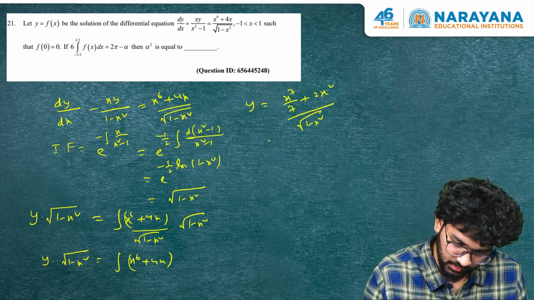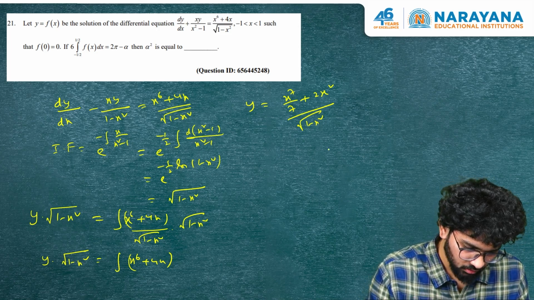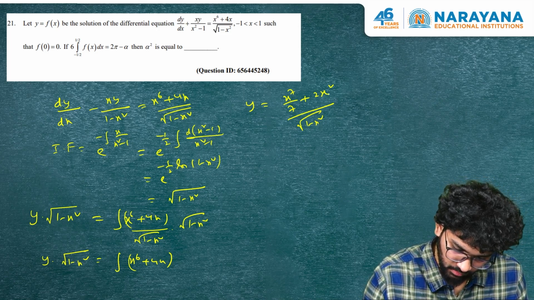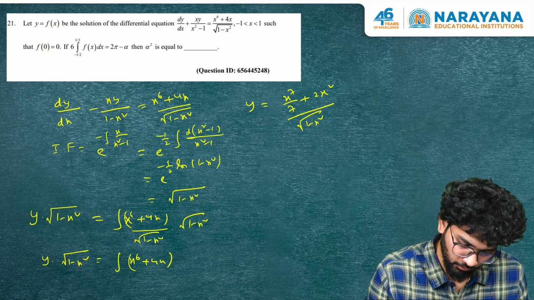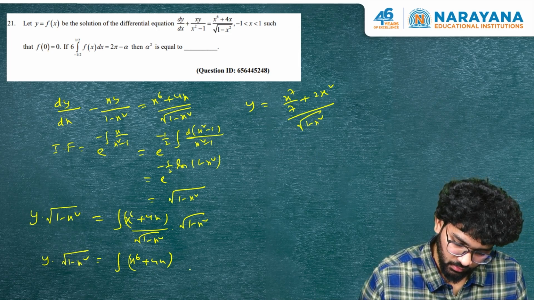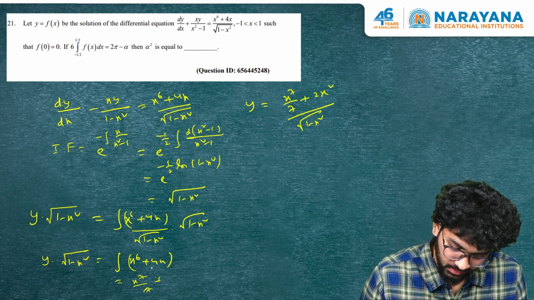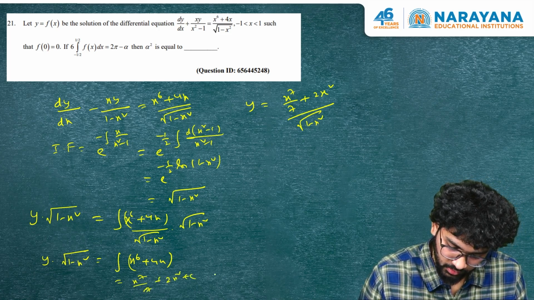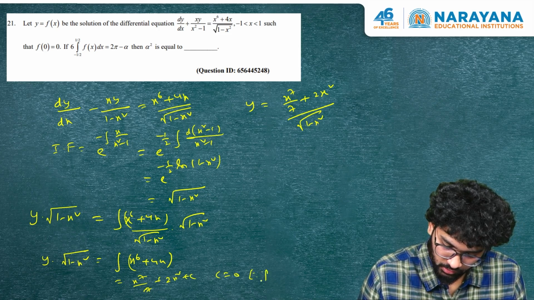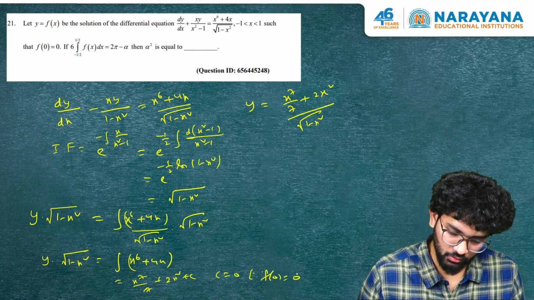He is asking 6 times of integration of this thing. So plus c will be there actually, but that plus c will become 0 because f of 0 is 0. Here you actually write it as x power 7 by 7 plus 2x square plus c equal to 0 since f of 0 equal to 0.